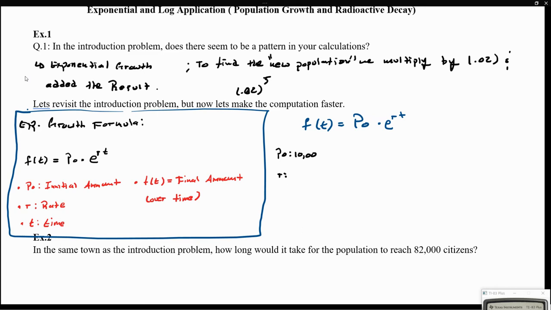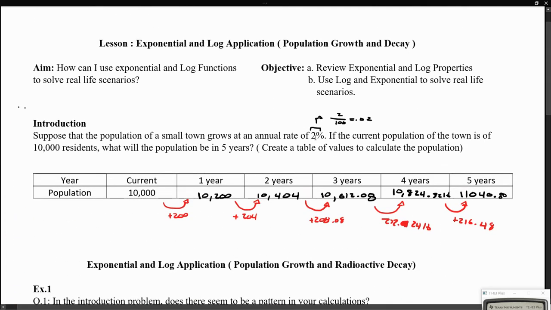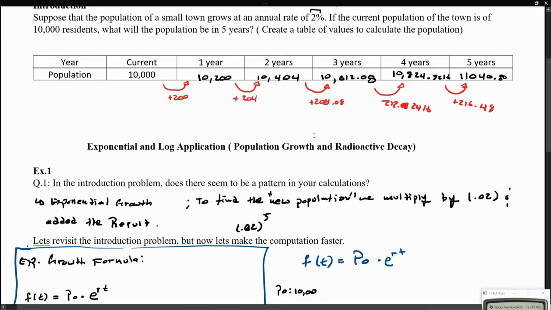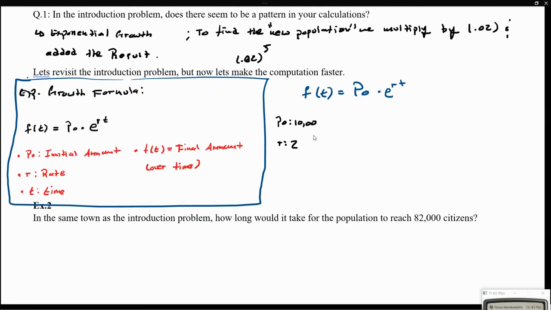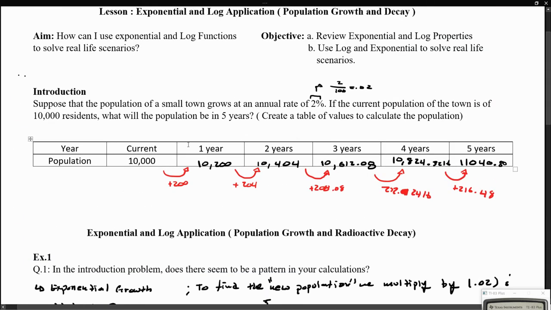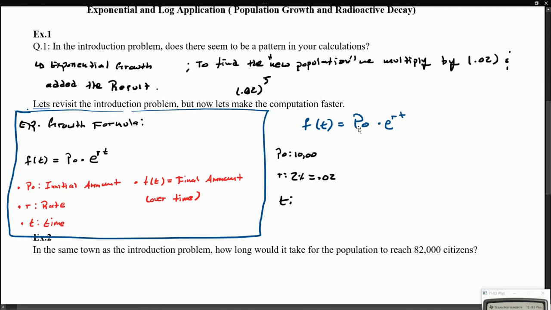Now, do we know the rate? Well, I know that the rate was increasing by 2%. So the rate is 2%, but we're going to use the decimal representation, which is 0.02. Do we know the time that we're interested in? Well, we want to see the population growth after 5 years. So in this case, t is equal to 5. Most of the time, t is going to be in years. But if we want to compute it over certain months, that's going to be indicated in the problem. But 99.9% of the time, we want to use t as a reference for time in years.